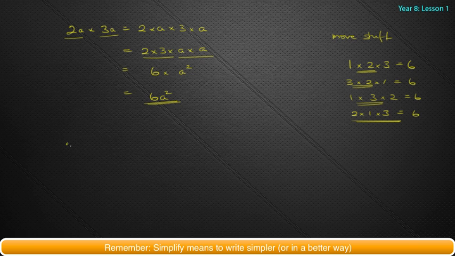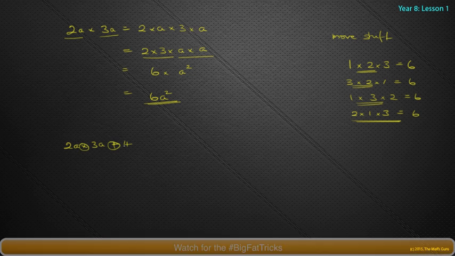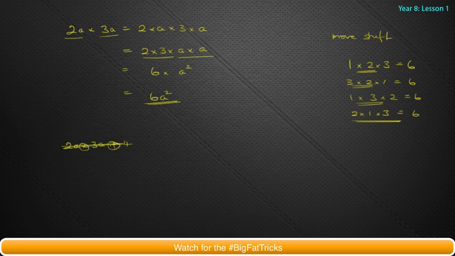Now, just be careful. If I had had 2a times 3a plus 4, I would not have been able to do it, because now not all of the terms are connected by kissy kissies. So that wouldn't be able to be done the same way as I'd done earlier.